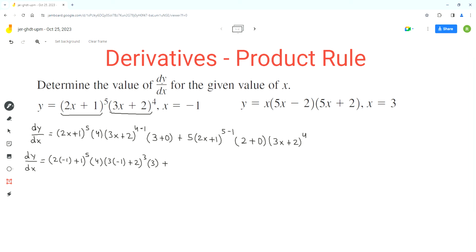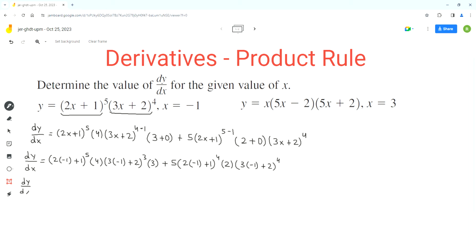And now the next part, so plus 5 and then parentheses (2 times -1 plus 1) and then exponent 4. Now 2 plus 0 is just 2 and then (3 times -1 plus 2) and exponent 4. Now we can simplify this further.